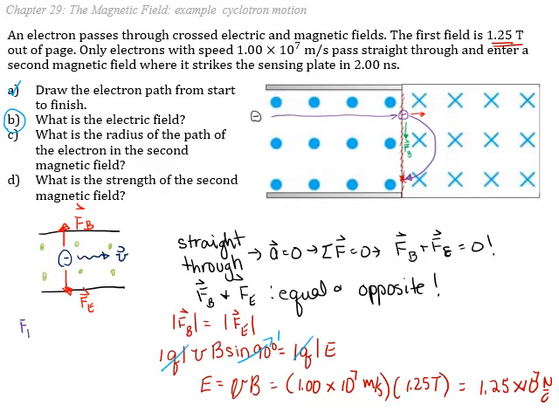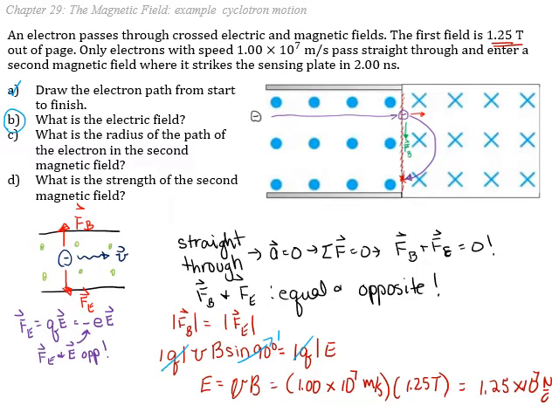Let's remember that Fe is equal to Q times the electric field. Our charge is minus the fundamental charge. So our force and our electric field are in opposite directions. That's what that negative sign tells us. So Fe and E are opposite.